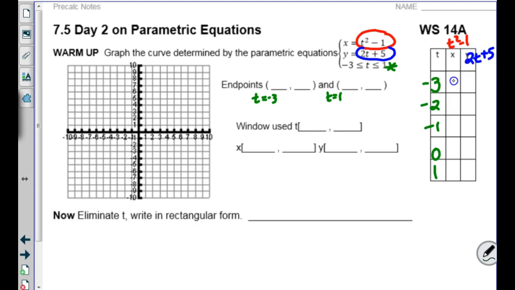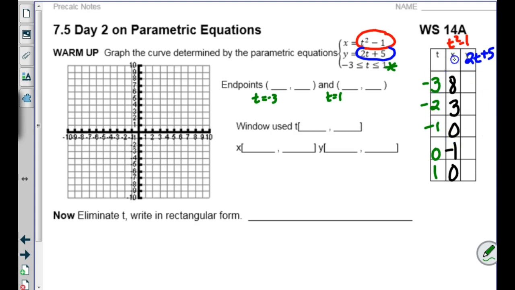All right, to generate the x values, we said we're going to take those t's and square them and then subtract 1. So -3 squared is 9, minus 1 would be 8. Square this would be 4, minus 1 would be 3. Square that's 1, minus 1 is 0. -1, 1 squared is 1, minus 1 is 0 again. We good so far?